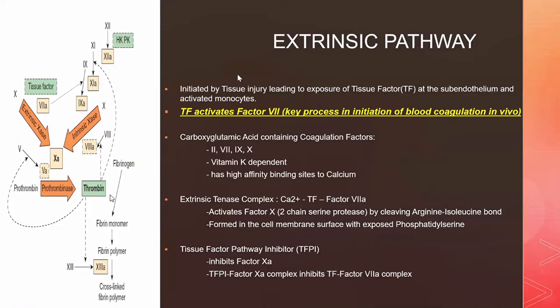Now, on to the microscopic view. Extrinsic pathway. It is initiated, again, by tissue injury, leading to exposure of your tissue factor at the subendothelium and activated monocytes. Take note. When the tissue factor activates your factor 7, it is the key process in initiation of blood coagulation in vivo. That is the most important step, because without it, no coagulation will happen. No fibrin will be produced without that phase.